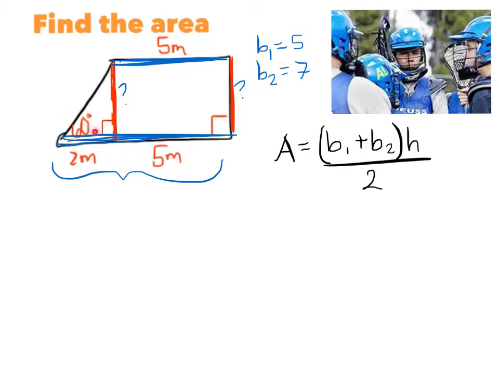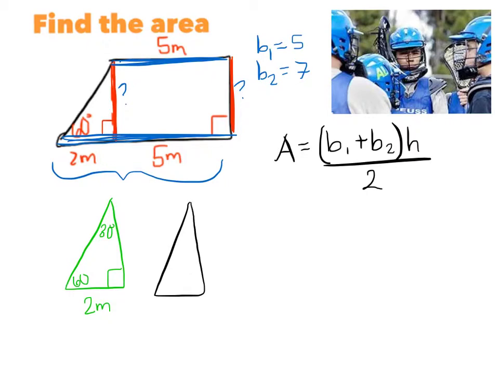I do have this 60-degree angle over here, and that automatically makes me think of a 30, 60, 90 triangle. Here's my 60-degree angle. This is 30 degrees, even though they didn't say anything. And I know this is 2 meters. Now here's the pattern that we learned last chapter.